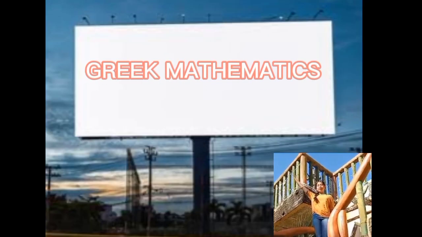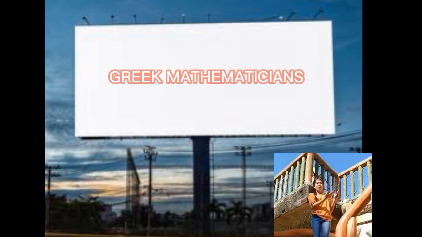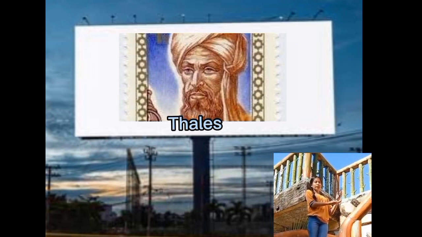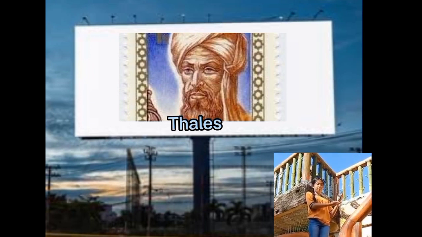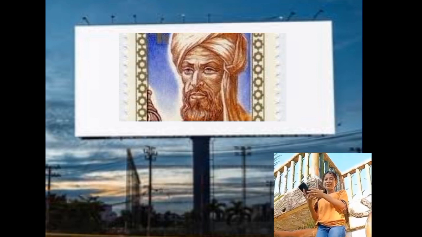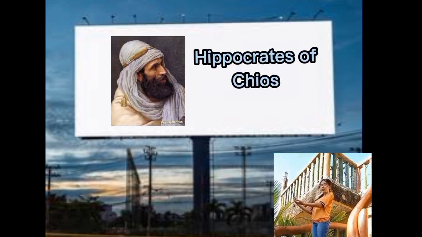Welcome to Greek mathematics. Now, here are the Greek mathematicians. First, this is Thales, also known for the Thales theorem, which is the intercept theorem. Now, proceed to the next one. Next one is Hippocrates of Chios.